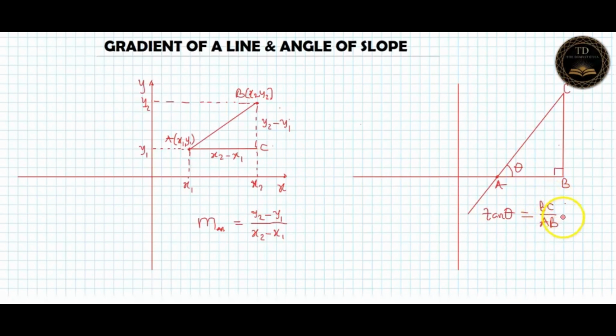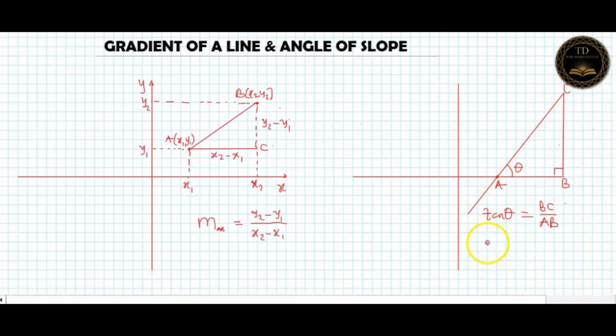Now you'll note something, that BC over AB is simply the same as this over this, like rise over run, okay, rise over run. All right, so they are similar. Rise, the rise from A to B to C, and then run AB. All right, and that is the same thing as the gradient of this line.